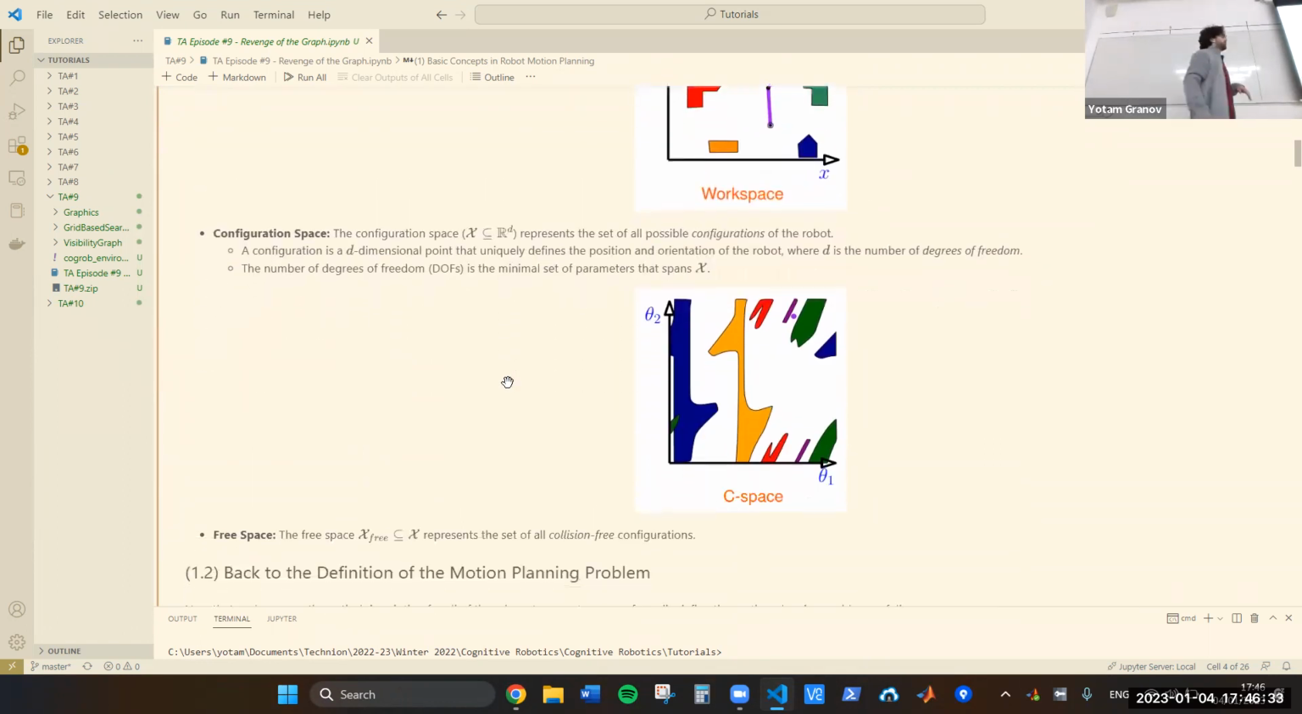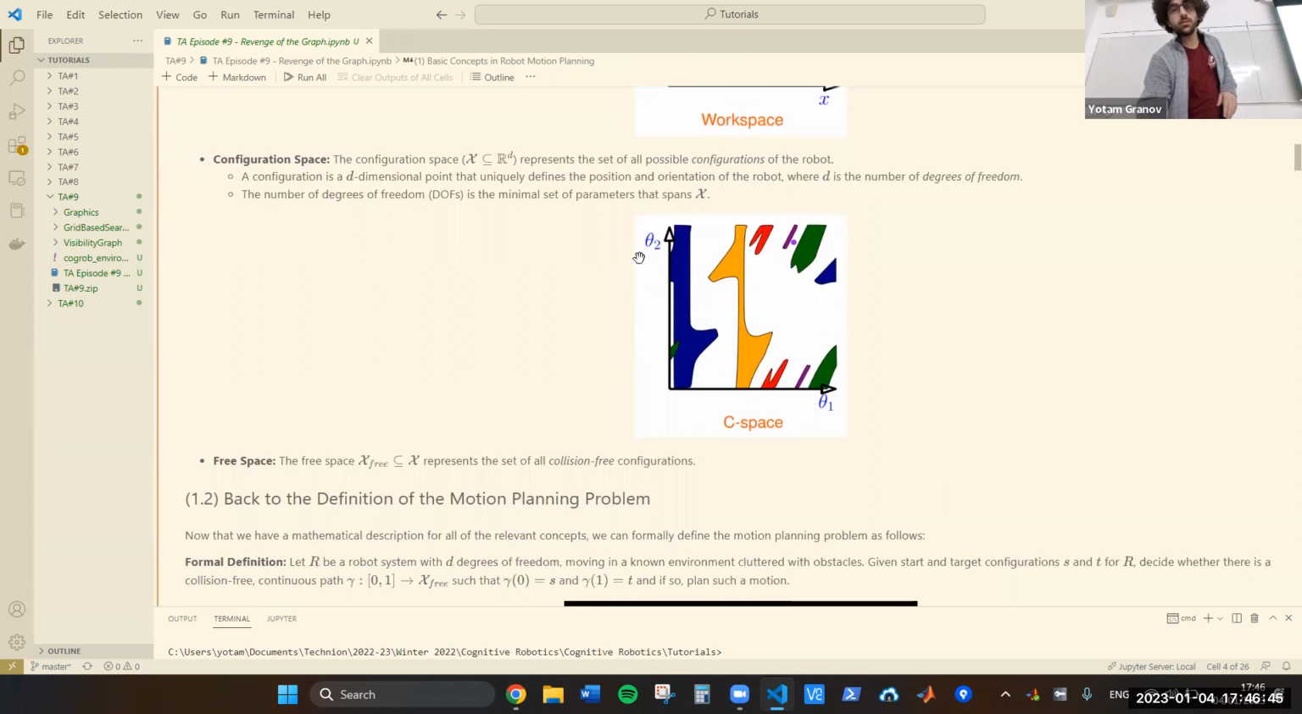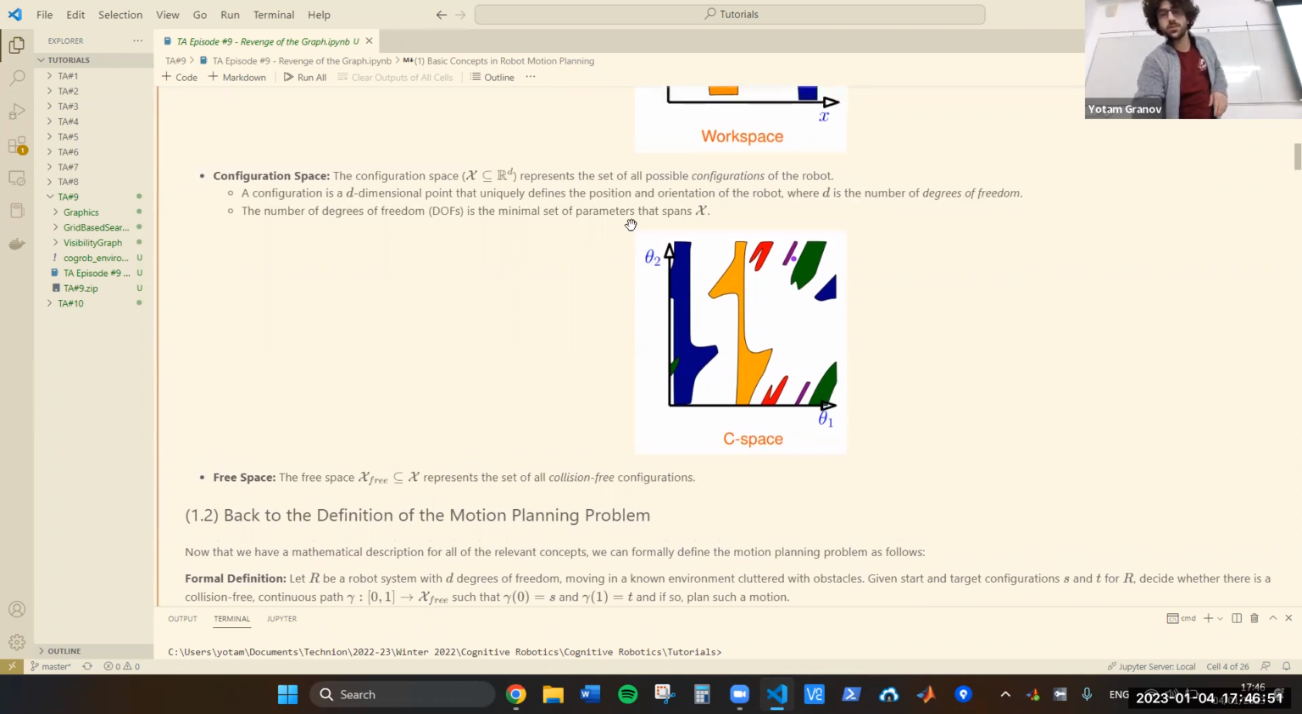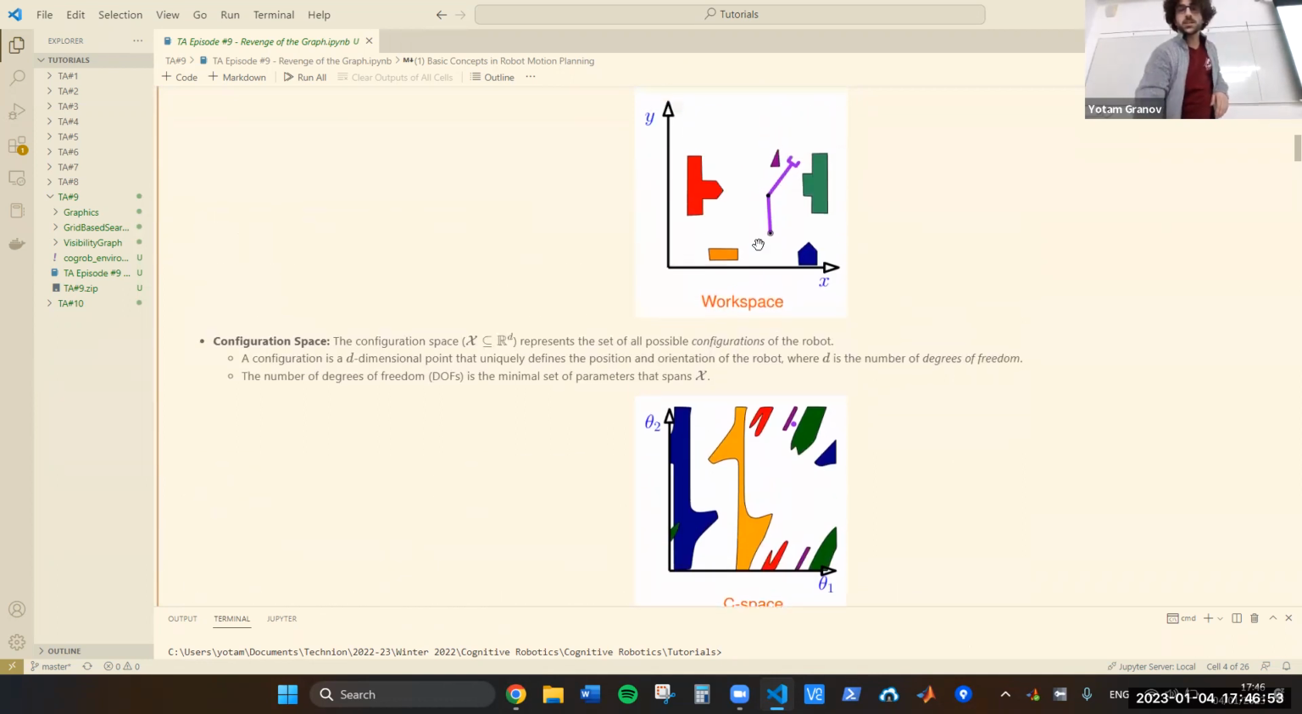One important thing to note is that the dimensionality of the C-space is equal to the number of degrees of freedom of the robot. So if a robot has 2 degrees of freedom and has 2 revolute joints, for example, then this is how its C-space might look. It'll have 2 theta values, it'll have 2 degrees of freedom, and thus the dimensionality of the C-space is 2. The workspace can be different dimensionality from the C-space. They don't necessarily have to be the same.